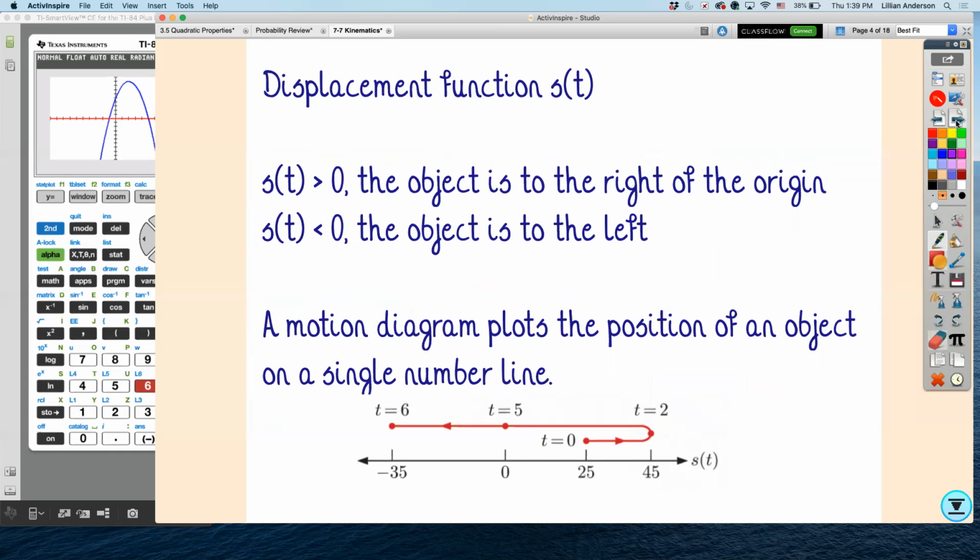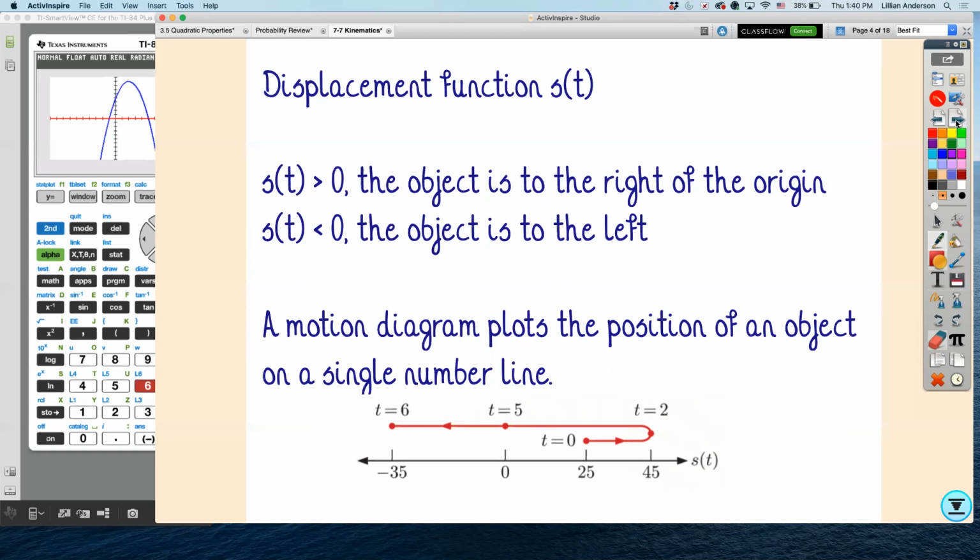A motion diagram is a visual that plots the position of the object on a single number line. What you see down here is an example. On this horizontal axis, we have its position, okay? And the arrow above represents the direction it's heading in different time intervals and the location of the object after certain time intervals.